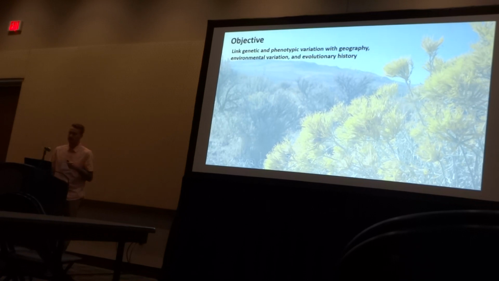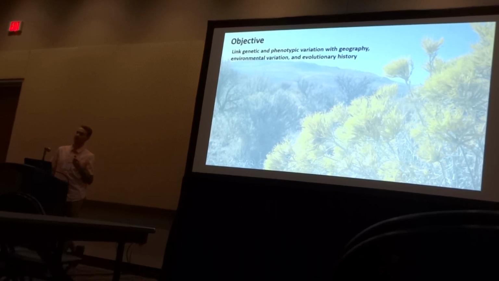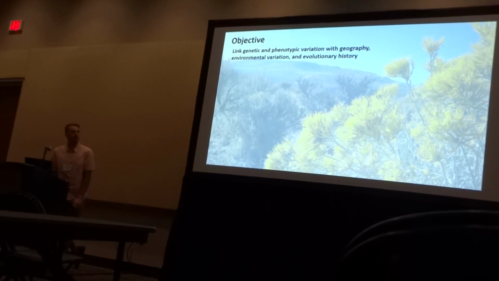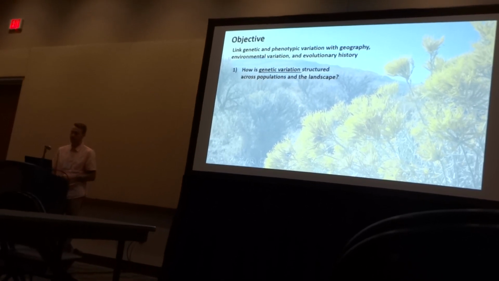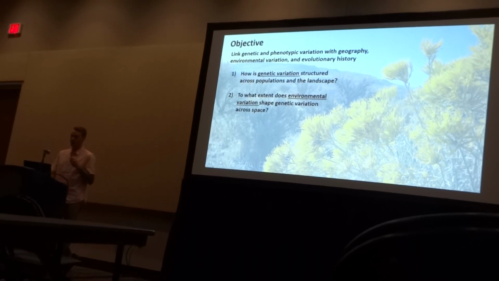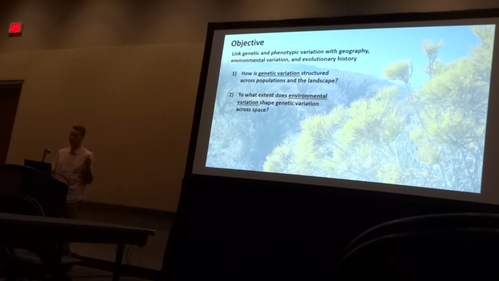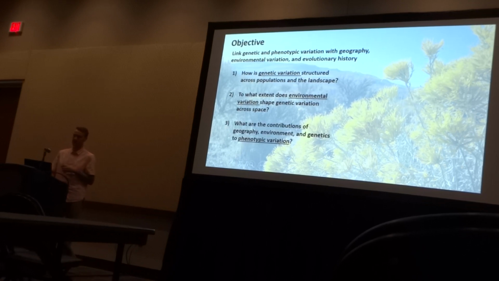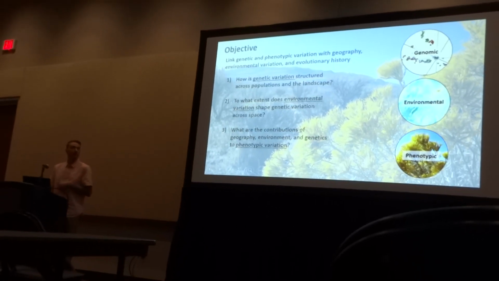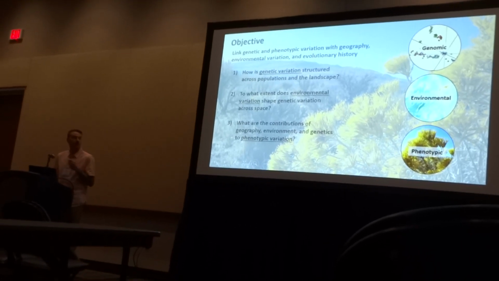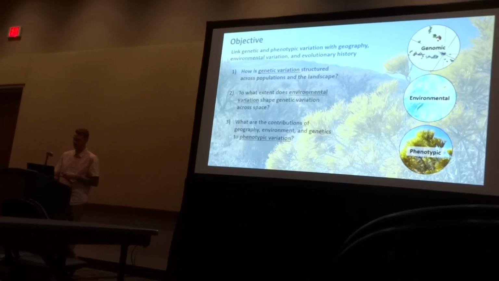So our overall objective here is to link geography and phenotypic variation with geography, environmental variation, and evolutionary history. We're going to do that by asking 3 questions. 1, how is genetic variation structured across the landscape? 2, how does environmental variation shape genetic variation across space? And 3, what are the contributions of geography, environment, and genetics to phenotypic variation? The 3 different types of data we're going to be using are genomic, environmental, and phenotypic.